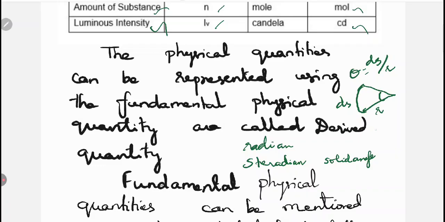And for solid angle, you should have a three-dimensional object like a cone or something. Inside that, if you take an angle, that itself is in the form of a three-dimensional angle, and that is called a solid angle. It is given by dS by r square.